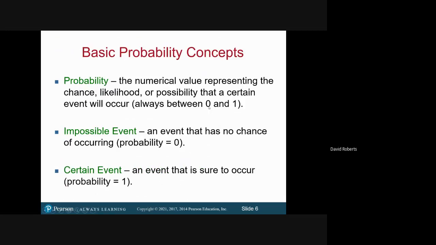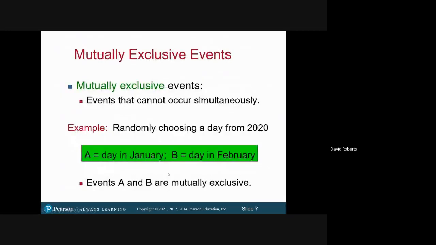Probability is always between 0 and 1. 0 means there's no chance of it occurring, or it's impossible. And a 1 means it's certain. And very few things in life have certainty. Some of you probably have heard the joke, death and taxes are the only 2 certainties in life. It's intended as a joke. It's a bad joke, all right?